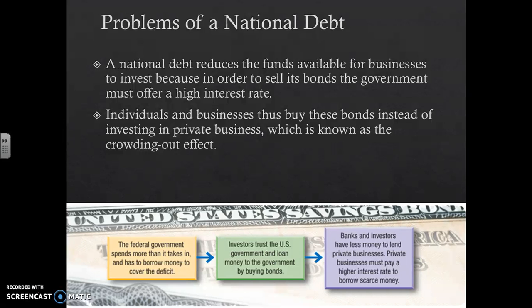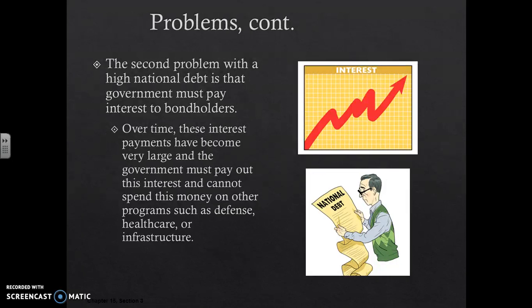So the federal government spends more than it takes in and has to borrow money to cover the deficit. Investors trust the U.S. government and loan money to the government by buying bonds, and these are investors in the U.S., but also investors from all around the world. Banks and investors then have less money to lend to private businesses, and private businesses must pay a higher interest rate to borrow the scarce money as a resource at this point, and thus they cannot expand as much.